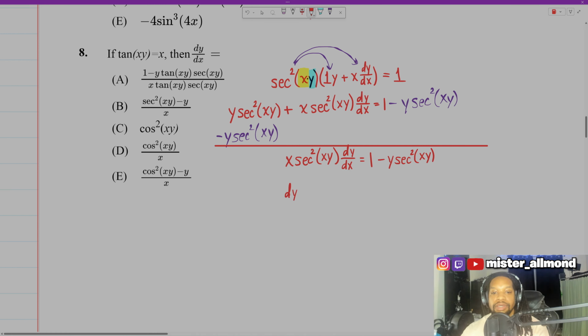Okay. From here, I'm just going to divide by x secant squared of xy. So this will be dy/dx equals the right side divided by the x secant squared. And let's just see what happens.